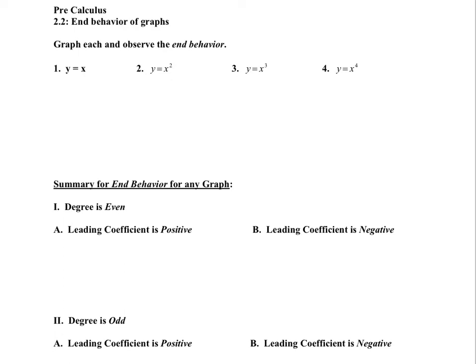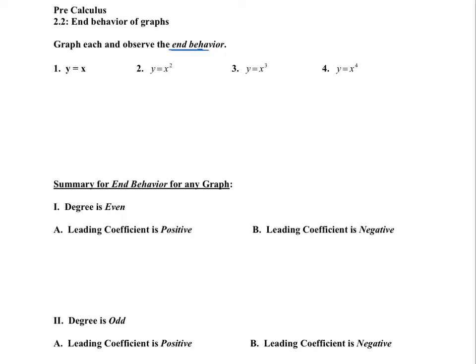Okay, for this video lesson, this is day 1 of 2.2. We're going to look at end behavior of graphs. A lot of this really is kind of review, but basically what we're going to see is how the degree or the exponent for an equation affects the graph. And we're going to observe the end behavior.